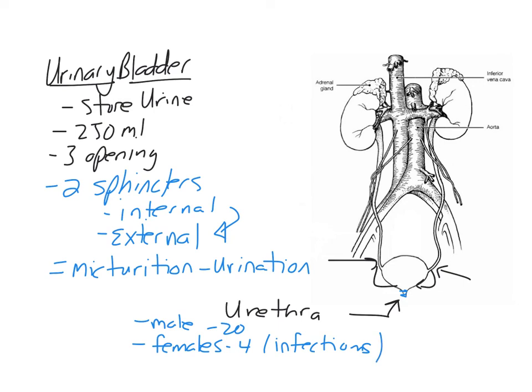Okay, so these are the 4 organs. You have the kidney, the ureter, the bladder, and down here the urethra, and they make up the urinary system. And we talked about the 4 functions of the kidney.